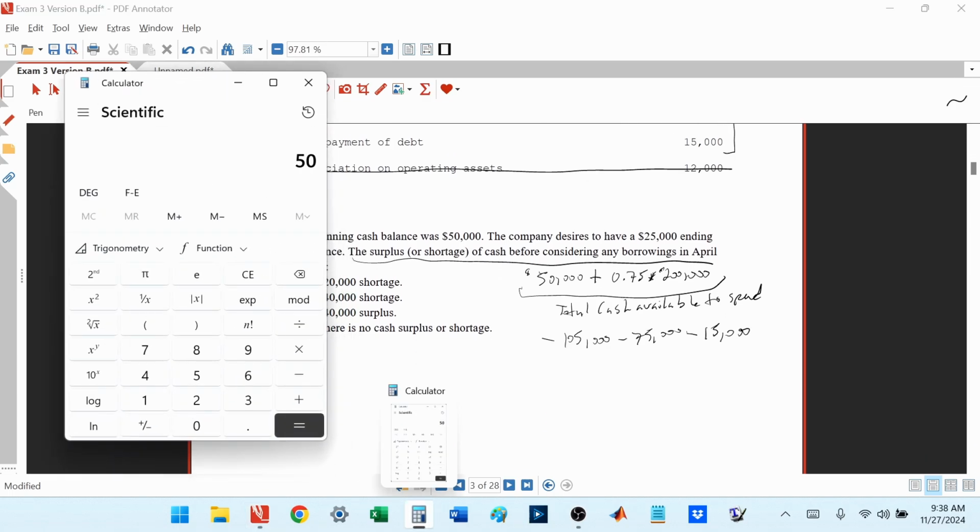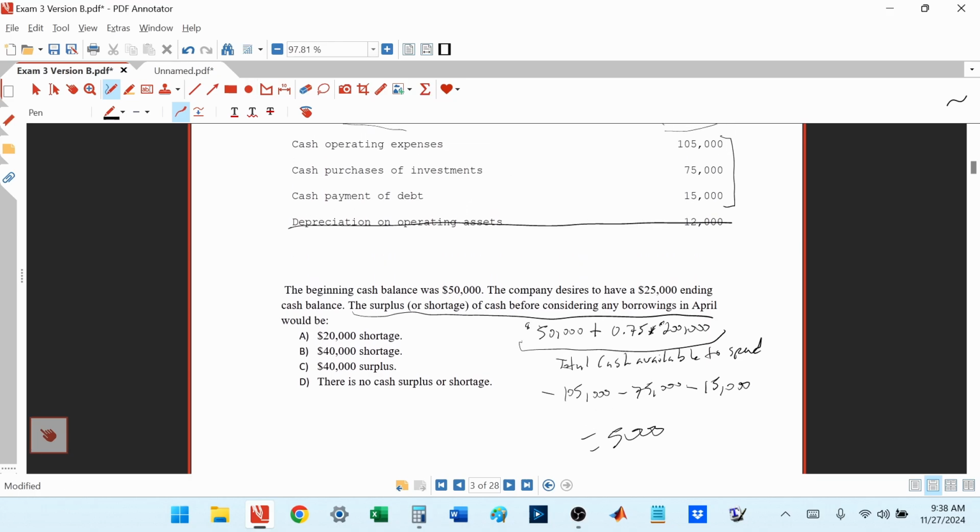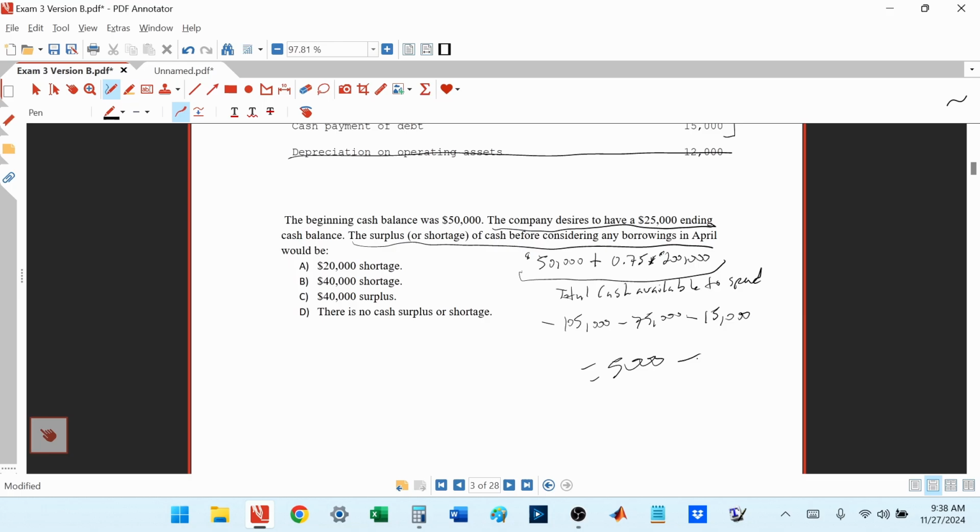So we have a beginning cash balance of $50,000. To that, we're going to add $150,000. So we're expecting to be able to spend $200,000, and we're going to need to spend $105,000 according to the budget. $75,000 and $15,000. And so just based on that, we would have a $5,000 surplus if we only wanted to have a zero balance at the end of the month. But we desire to have a $25,000 ending cash balance. And so if we're sitting here with a $5,000 estimated balance, but we need a $25,000 balance, we must have a shortage of $20,000. So we're going to have to borrow money if we don't want to have this shortage based on this budget.